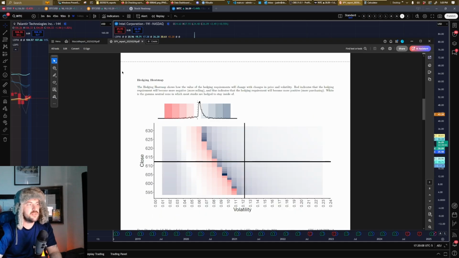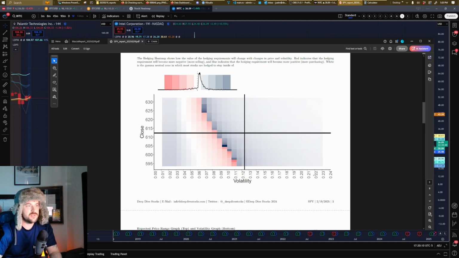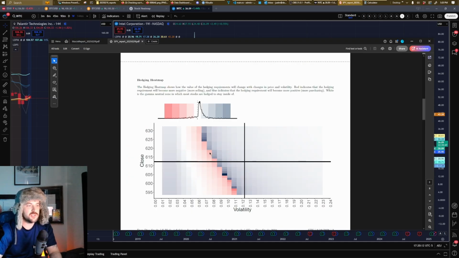And then the gamma hedging heat maps, they tell us the anticipated hedging directionality and magnitude with movements in volatility and price. And so we can say, all right, well, if volatility increases and price increases, then we should encounter purchasing support, because we would go to the right and then we would go up from our current spot.